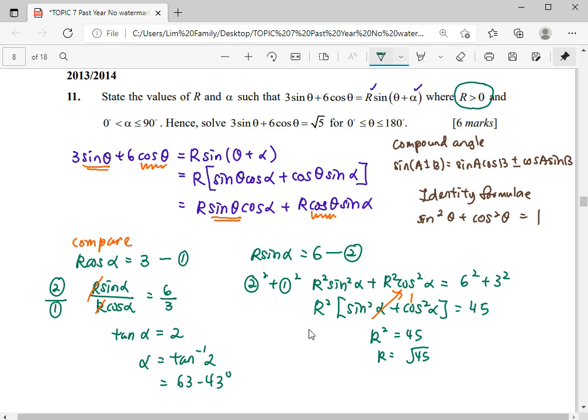So therefore, we go back to our question, where 3 sine theta plus 6 cos theta, these two trigo terms, can be expressed as a single term, which is r, square root 45, sine theta plus alpha. So r sine theta plus alpha will be a better representation for this question because it leaves one single term. Later on we can solve for the value square root 5.